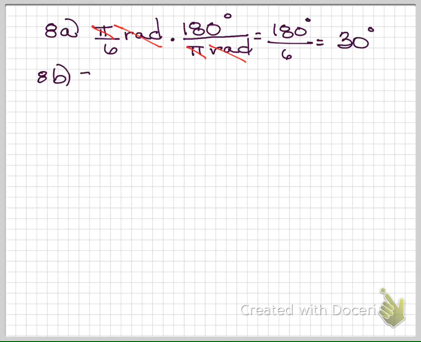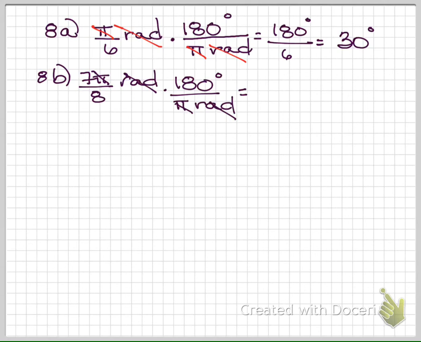8b, we have 7 pi over 8 radians. Again, same conversion, 180 degrees over pi radians. My radians cancel, the pi's cancel. I have 7 times 180, which is 1,260 degrees, divided by 8, and we get 157.5 degrees.